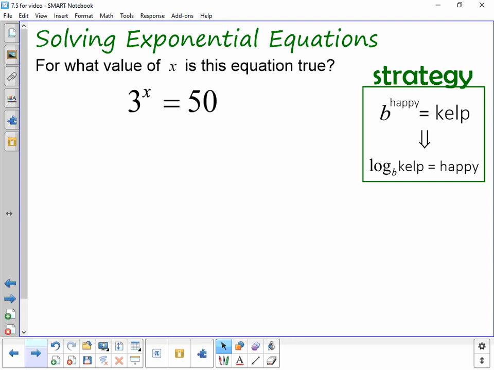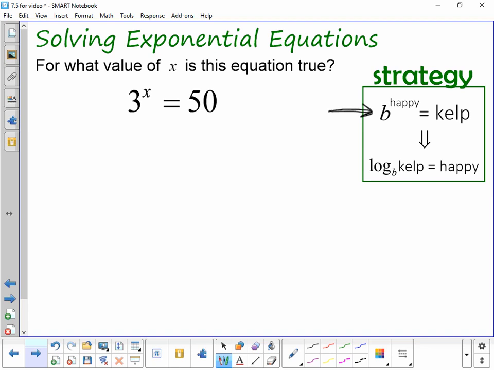Well, we want to get the x by itself. We want to have x equals something. And the strategy that we're going to use to solve for x is the strategy of rewriting an exponential equation as a log. So right now we have something that very much looks like this. We have 3 to the power x equals 50.